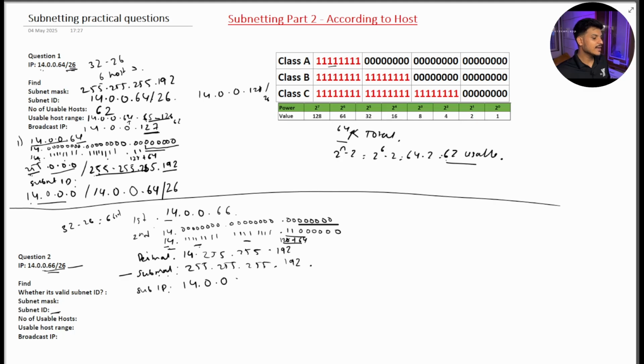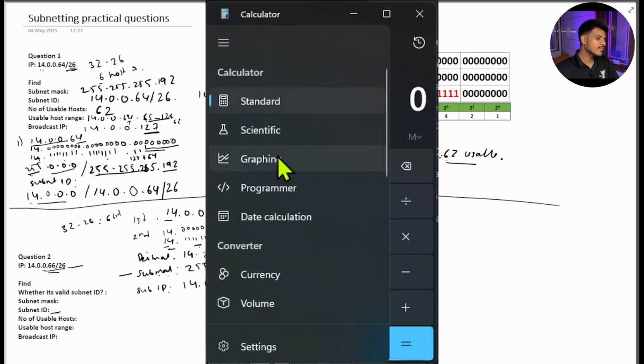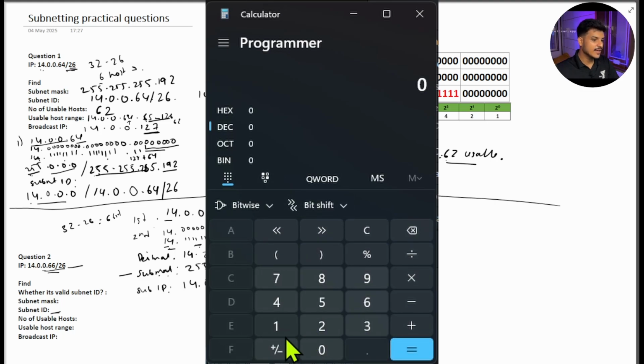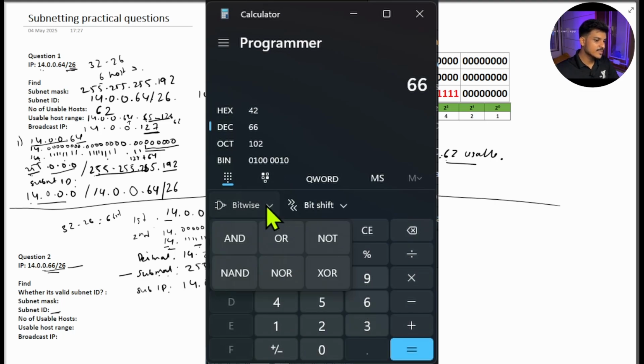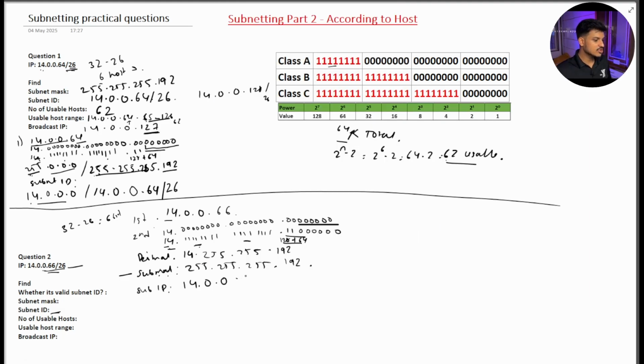So we can write those values as they are, that is 14.0.0, and for the last octet we have to again open our calculator, click on this 3-line programmer, and here we have to write 66, drop down this bitwise, click on AND, and write 192 over here. Okay, so what value are we getting? It's 64. So its subnet ID is 14.0.0.64/26, as 26 bits are given to network. So by looking at this subnet ID, we can say this is a valid subnet ID. Okay, so we have found our subnet ID.